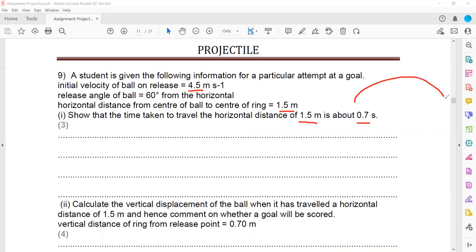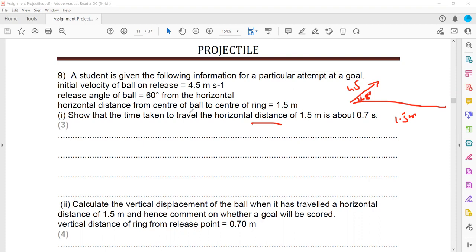So a student is attempting a goal, and the initial velocity is 4.5. The ball is released at an angle of 60 degrees with the horizontal. So 4.5 and 60 degrees. And the horizontal distance from the center of the ball to the center of the ring is 1.5. We have to find the time it takes to travel the horizontal distance of 1.5, which is about 0.7 seconds.